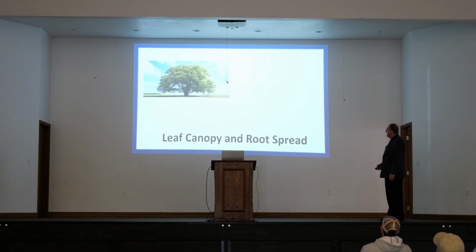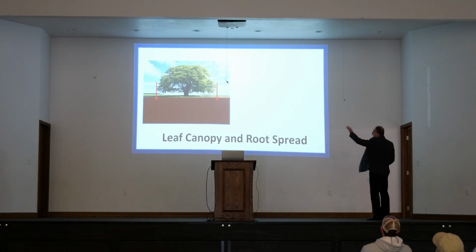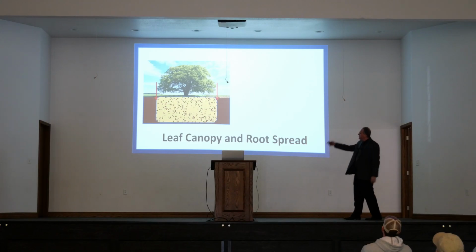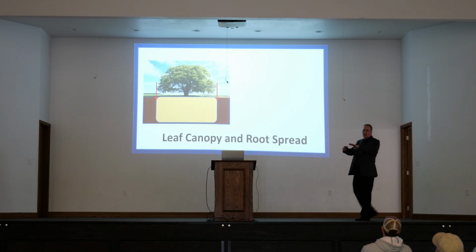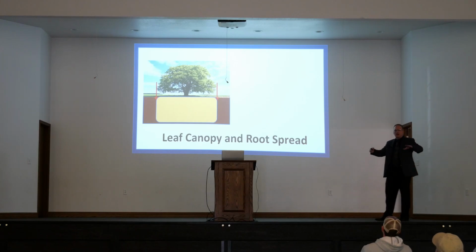Why? Well, the leaf canopy is usually about the distance that the roots go to. So generally, wherever the leaves are, the roots can be found directly underneath that. So the roots are generally going to be found in this yellow region underneath the tree. And they will generally not extend much farther than the leaf canopy.